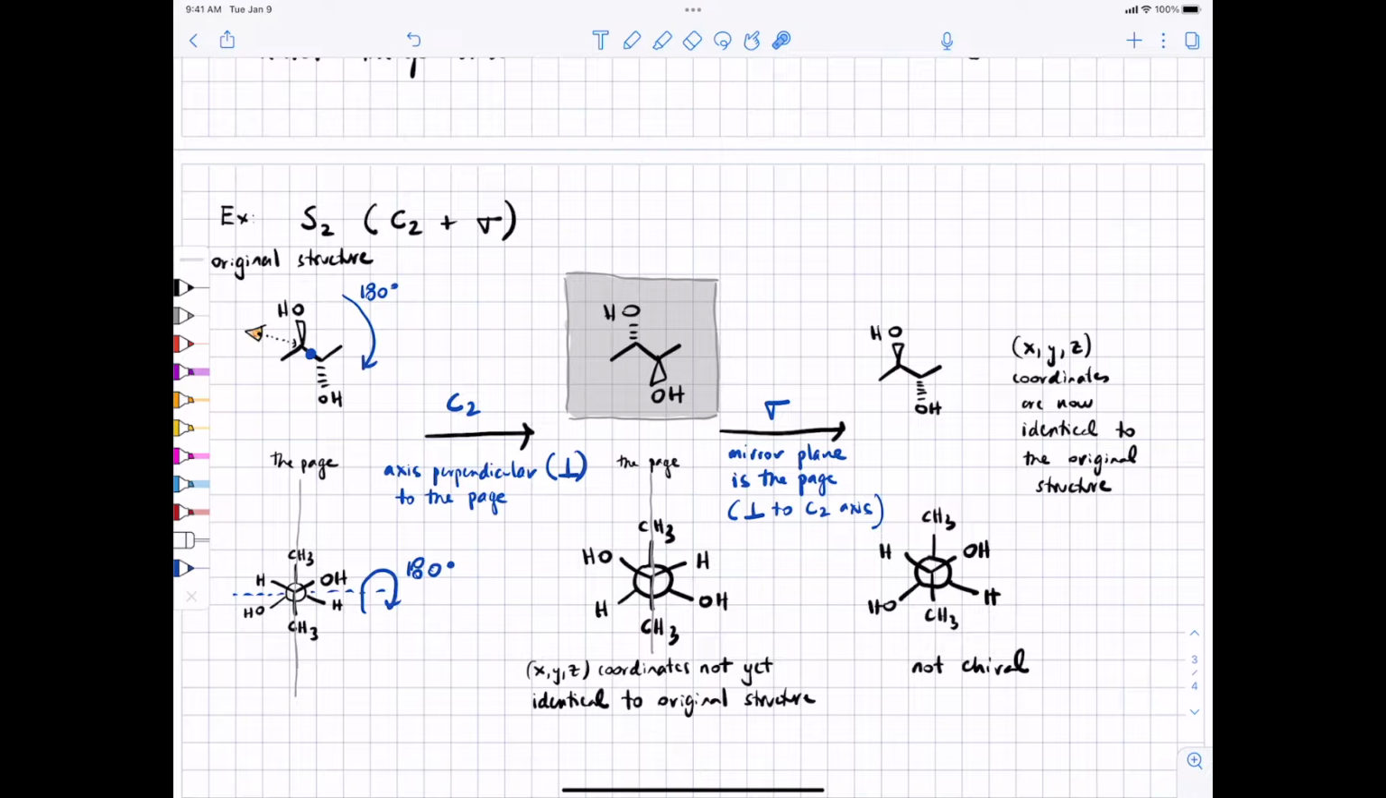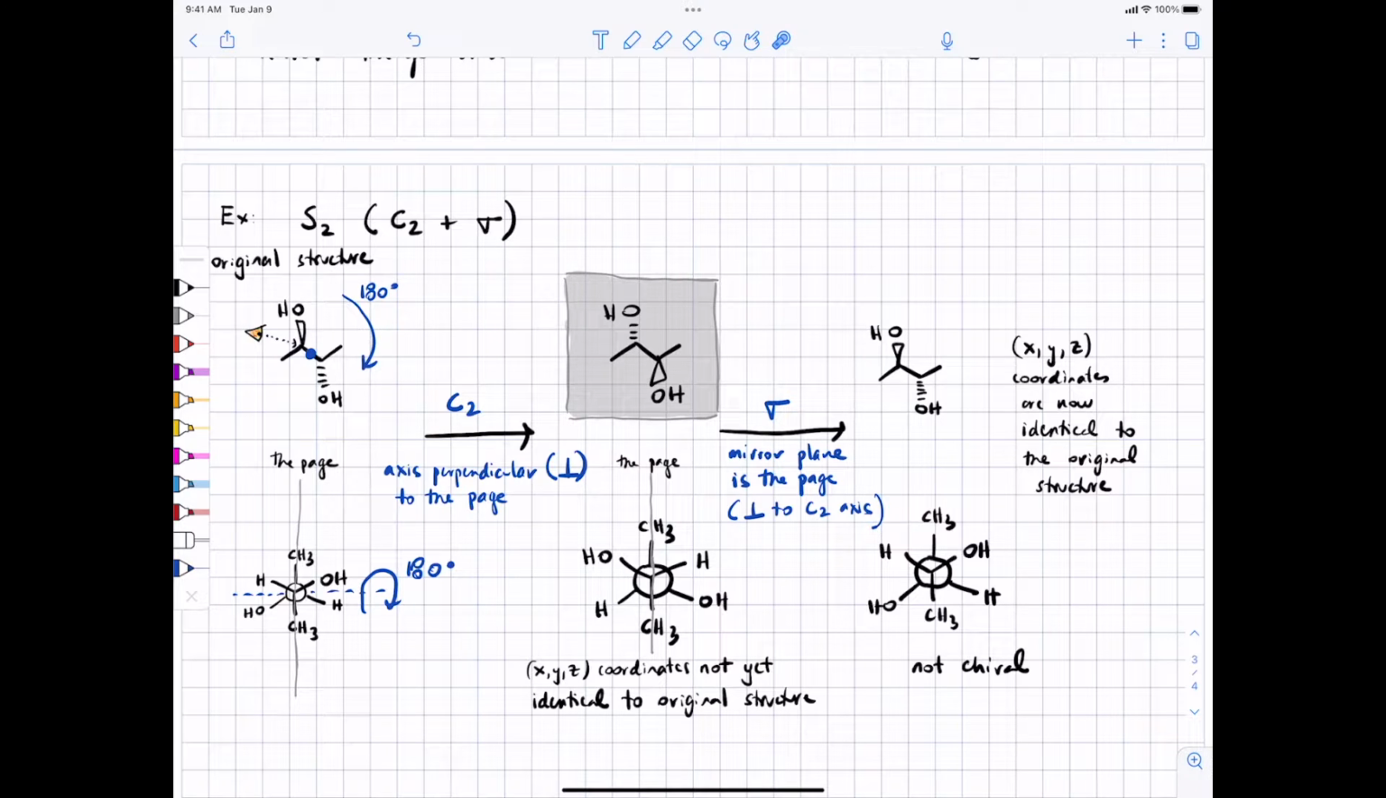So in order for a molecule to have an improper rotation axis, you check the starting structure and the ending structure, and you confirm that the XYZ coordinates are all the same. You've interchanged atoms, but remember, if these are all carbons and everything, we can't tell the difference between this OH group and that OH group. So if you compare XYZ coordinates before and after, they're all the same.